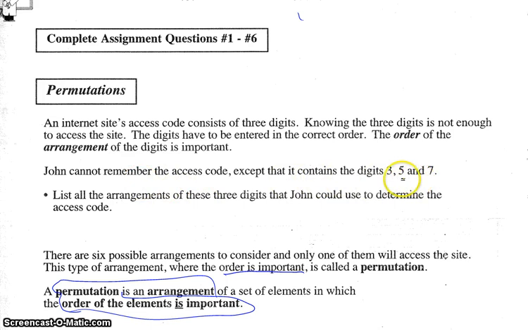So if order matters, we can do what they're asking here. John couldn't remember an access code except that it contained digits 3, 5, and 7. So the access code is 3 digits in length. We would have 3 choices for the first digit because we know it's either 3, 5, or 7. Then 2 choices for the second digit because it would be one of the other 2, and then 1 choice for the last one. So in other words, there are 6 different arrangements of 3 digits. All right, so we've been doing that all along. Let's take a look at the next page.